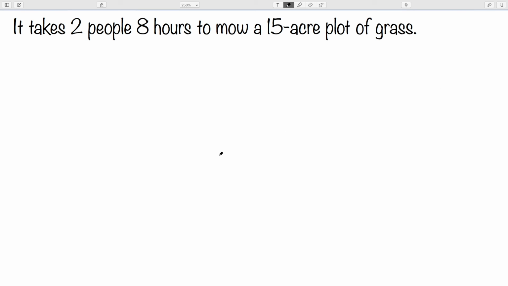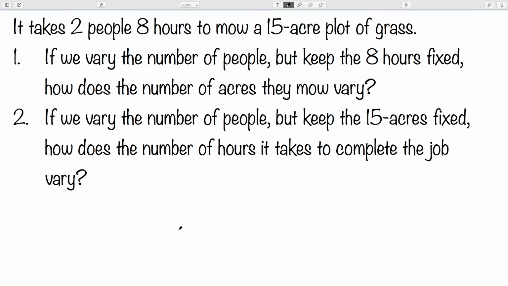Let's suppose that it takes 2 people 8 hours to mow a 15-acre plot of grass. And we're going to consider an idealized scenario in which people mow grass at the same steady rate and work together at the same time to complete the job. Well, there are 2 kinds of variation that we might want to consider. First, if we vary the number of people, but keep the 8 hours fixed, how does the number of acres they mow vary? And second, if I vary the number of people, but keep the 15-acre plot fixed, how does the number of hours it takes to complete the job vary?